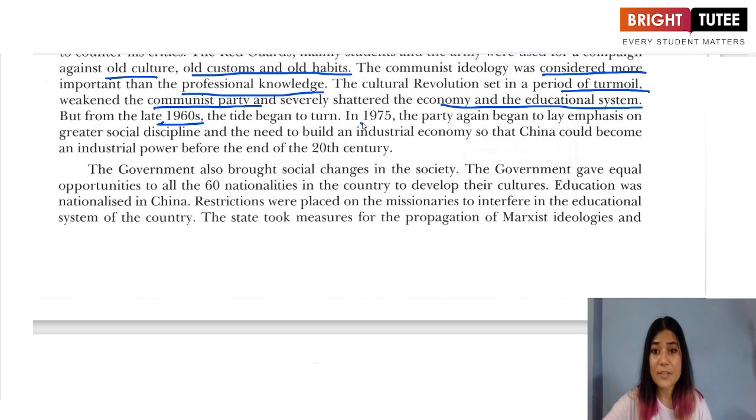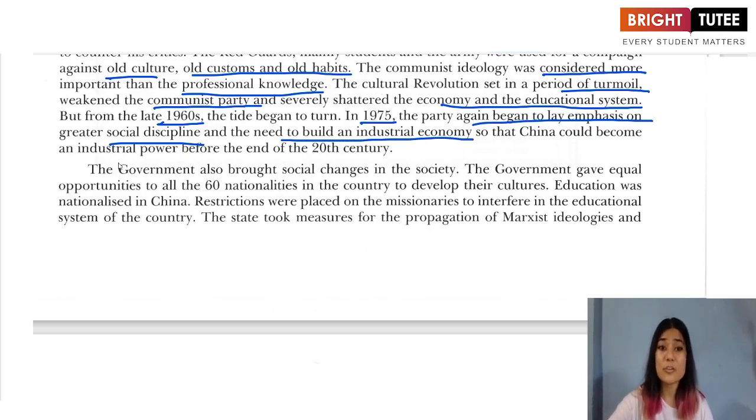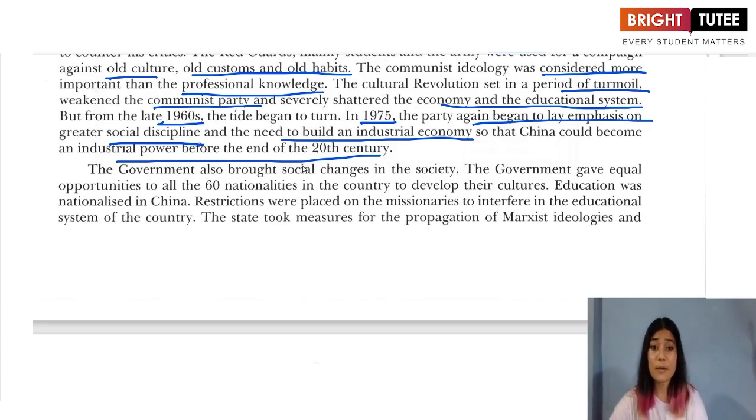In 1975, the party again began to lay emphasis on greater social discipline of the people and the need to build an industrial economy so that China could become an industrial power before the end of the 20th century. So the main focus of the government was to uplift China as one of the most industrially powerful nations in the world.